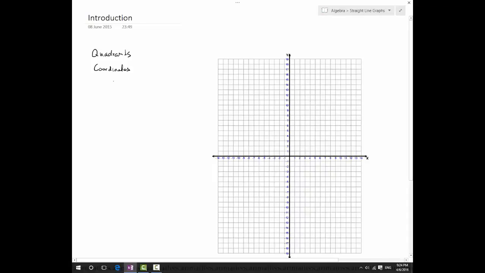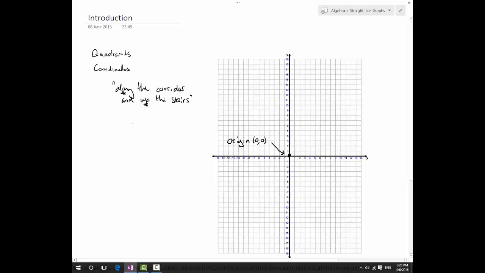Now, some people will remember the phrase along the corridor and up the stairs. I'm not really too keen on this because of the word up and along, but the idea is correct. So we take this coordinate here, right in the middle, to be the origin, and it has the coordinates 0, 0. That's where we start from every time we do our coordinates.